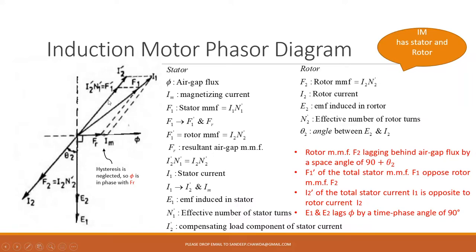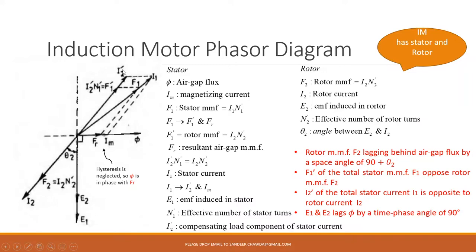So F1 dash is nothing but the rotor MMF, which is given by I2 dash N1 dash. Here N1 dash indicates N1 into KW1, the winding factor. And N2 dash means N2 multiplied by the winding factor of the rotor side winding, KW2. So once you have F2, F1 dash is drawn opposite to F2.